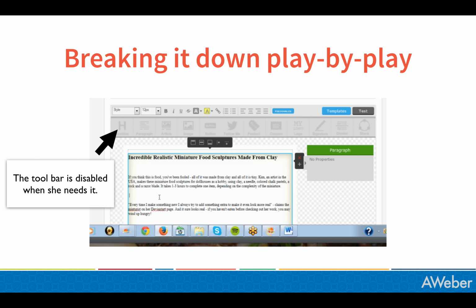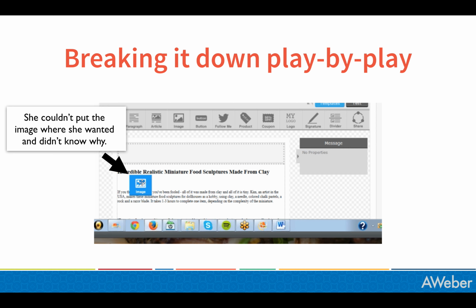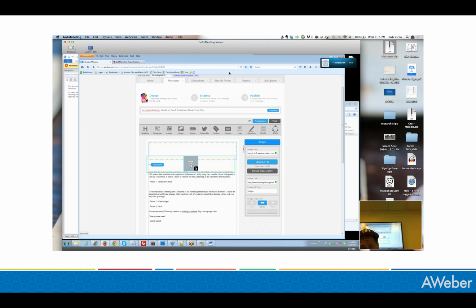So breaking it down play by play, the toolbar that she was trying to use while she was editing text was actually disabled when she needed it. Even more so, she didn't realize that she needed to click on the checkerboard, and honestly, that's not something she should have needed to realize. And then lastly, she couldn't put the image where she wanted to, and even though she was using the tool as it was intended with the drag and drop functionality, she had no clue why she couldn't, and it wasn't super clear. So each time a customer stumbles with one of these different things, it chips away at their confidence.